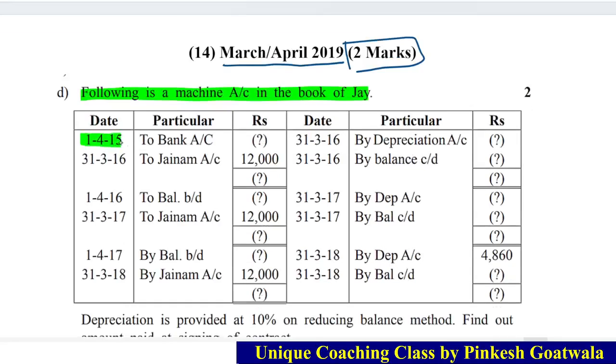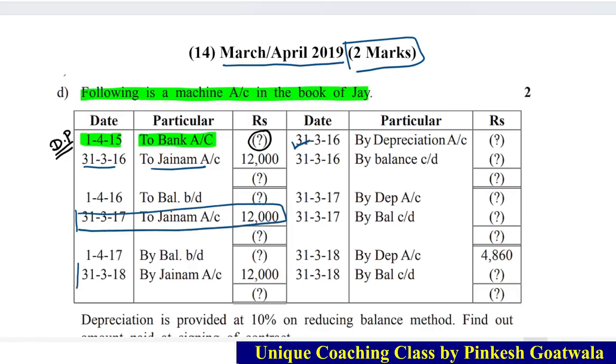On 1st April 15, the bank account, I just told you, it is the amount of down payment. Because this is the first date, the transaction started on this date, so indirectly it is the amount of down payment. Here a question mark is given. Then next, on 31st March 16, the Jamin account is given 12,000, and on 31st March 16 depreciation question mark, balance question mark. In every year they give only the amount of this, only the Jainam amount is given and nothing else.